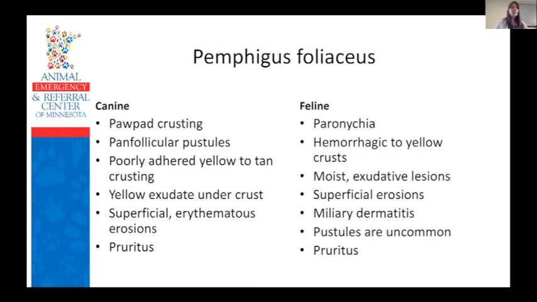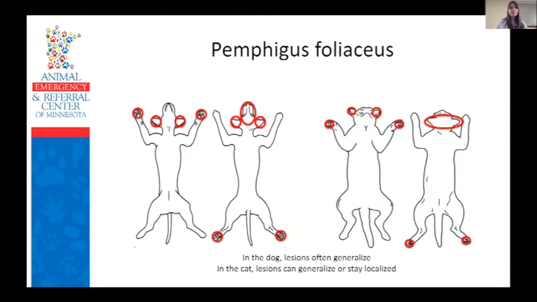These guys can be pruritic, especially if you do cytology and you see eosinophils. Eosinophilic Pemphigus foliaceus is a lot more pruritic than non. So that's just one thing: I wouldn't say that just because the textbooks say they're not itchy, doesn't mean that every case is not itchy. I've definitely seen miserable pupper dogs and some cats with Pemphigus.